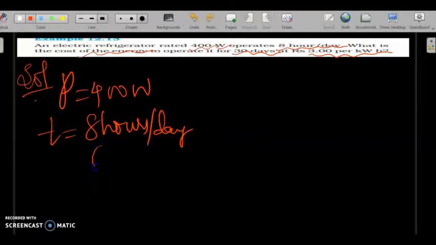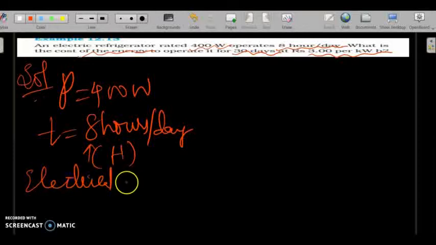So there's a simple formula which can be used for this one, right? Okay. And now what is the cost of the energy for 30 days at rupees 3 per kilowatt hour? So what is the electrical energy cost? So we calculate the electrical energy.